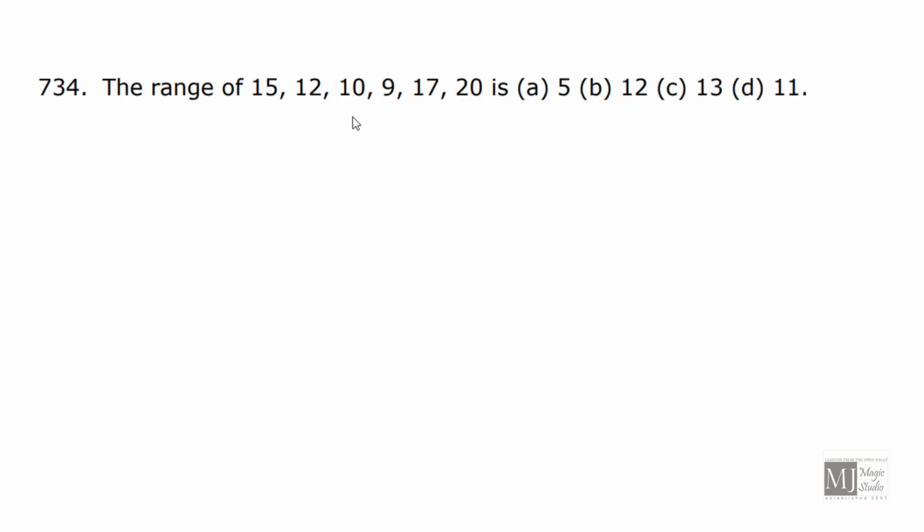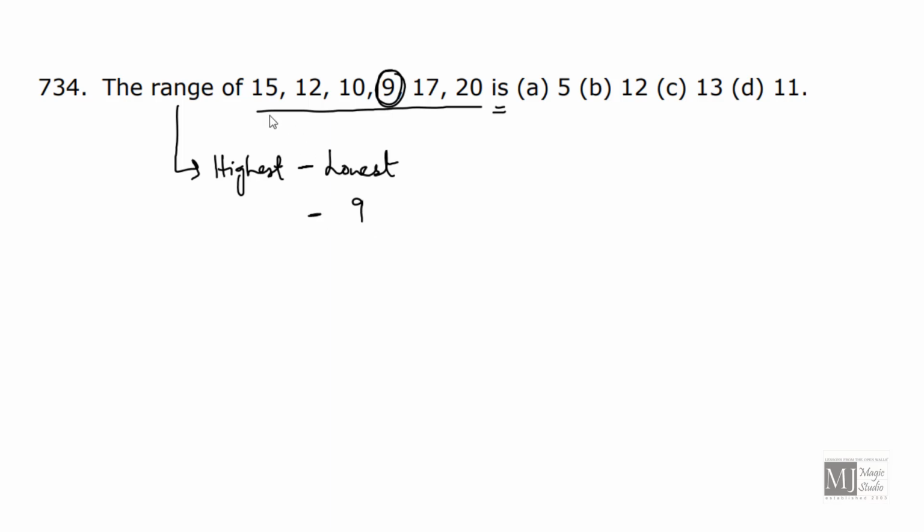The range of the given numbers is, now what do we mean by range? Range means the highest or maximum value minus the lowest or minimum value of the given observations. Of the given observations, 9 is the lowest and the highest is 20. So the range of the distribution is 20 minus 9, that is 11.